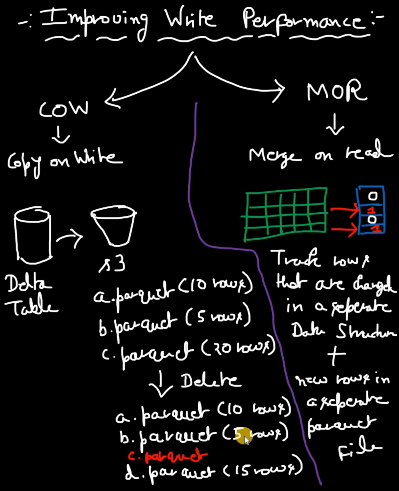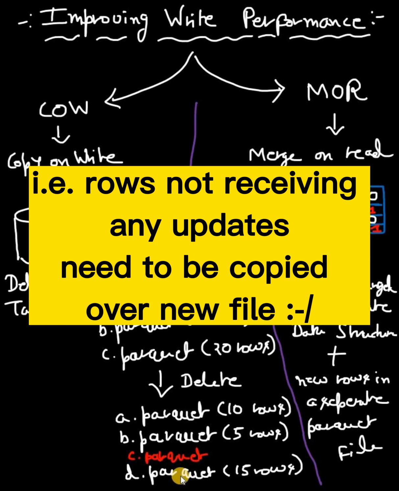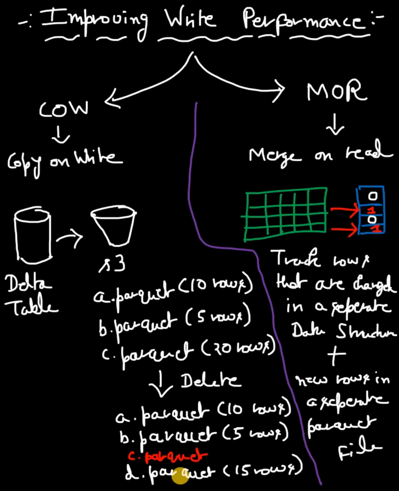Now try to understand the problem associated with this approach, and that is that here we unnecessarily need to write 15 unchanged rows in a new Parquet file. That is basically increasing the time taken to write the data.